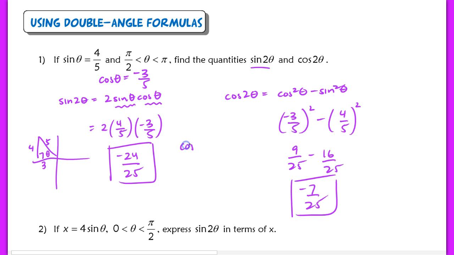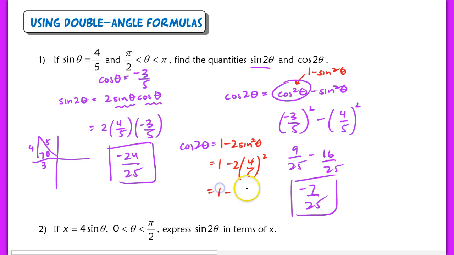Alternatively, let's use a different one and verify that it gives you the exact same value. This is what I mean by how you can derive these pretty quickly, because cosine squared theta is 1 minus sine squared theta. So now you have another identity that's equivalent to cosine 2 theta, and that's 1 minus 2 sine squared theta. So I plug in sine theta, square that value, and multiply by 2. 4/5 squared times 2 is 32/25. Taking 1 minus 32/25, I ended up with negative 7/25. So I do get the exact same value depending on which trig identity I use.